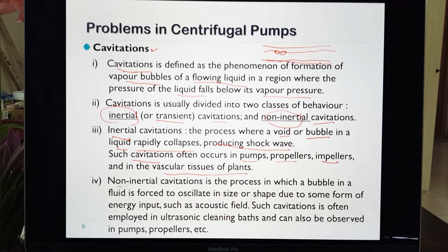Alright, now we move on to non-inertial cavitation. Non-inertial cavitation is the process in which a bubble in a fluid is forced to oscillate in size or shape due to some form of energy input, such as an acoustic field. For example, supposing the fluid moves like this, the size is similar, but because of some forces, this particular fluid is forced to oscillate in size or shape due to some energy input, such as an acoustic field.